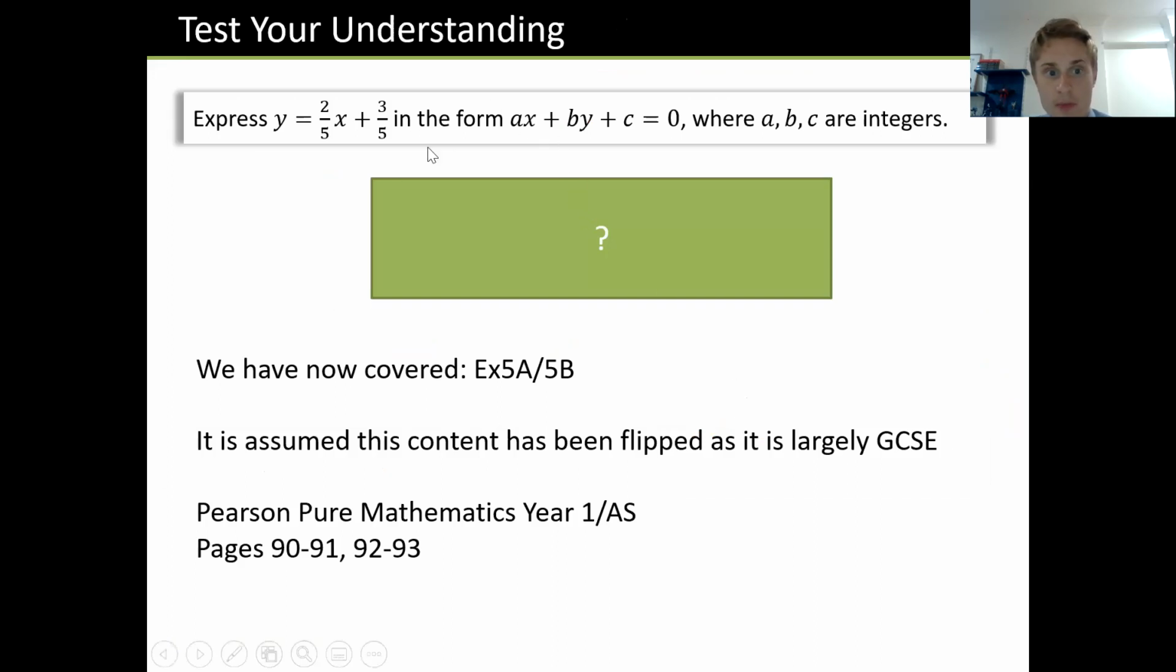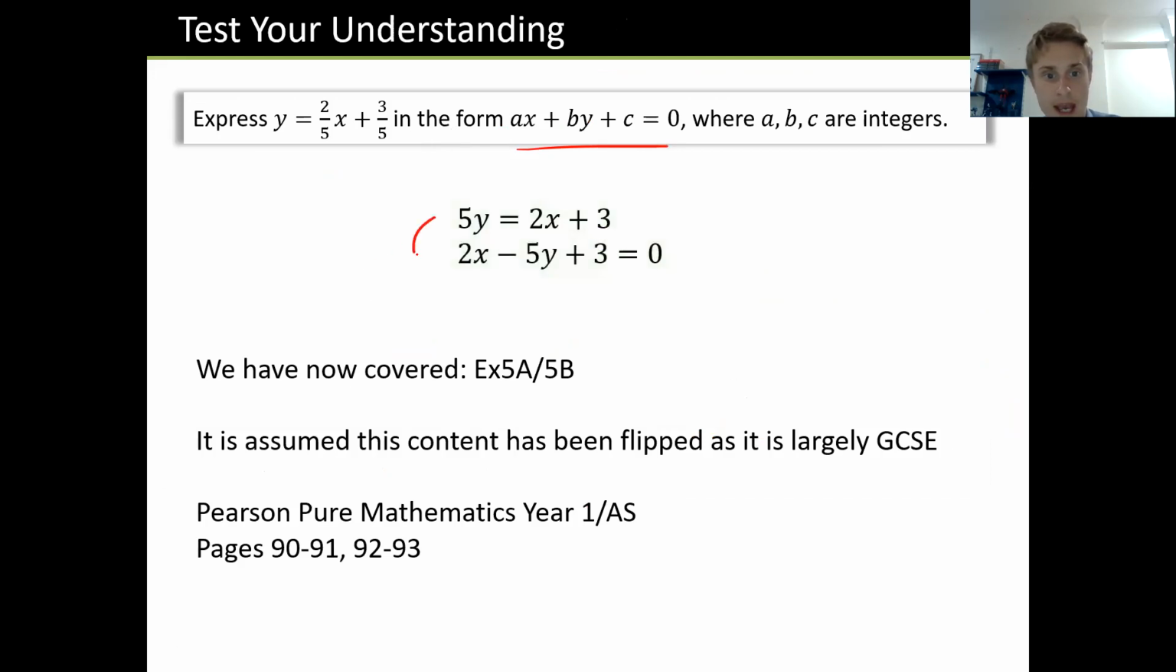Have a quick go at the question on the board then. So can you use the same technique? Just pause the video here. Can you get that in this form? So times it by 5 was the way forward. Okay, and then move things over to the same side. So this could be the answer, or minus 2x plus 5y minus 3 equals 0 is equally correct. Okay, so we've now covered 5a and 5b. You should be really quite familiar with this, is the idea. As I said, because straight lines are coming up all over the place.